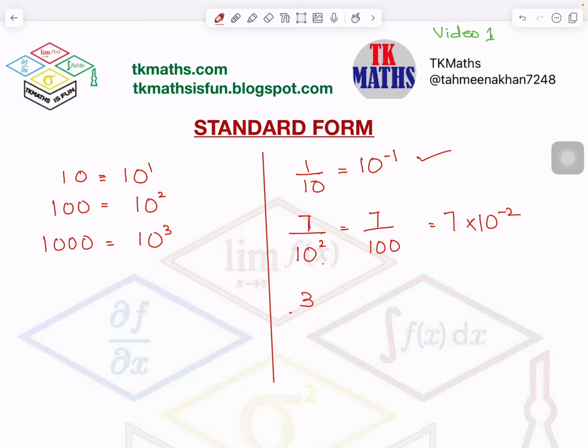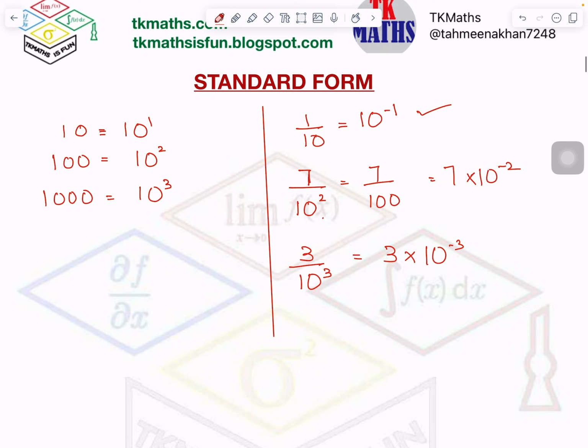Suppose I have 3 divided by 10 power 3. It will be equivalent to 3 multiplied by 10 power minus 3. So, in other words, whenever I see something written like this, it simply means 3 is divided by this number with positive power. So I'm applying the law of indices.